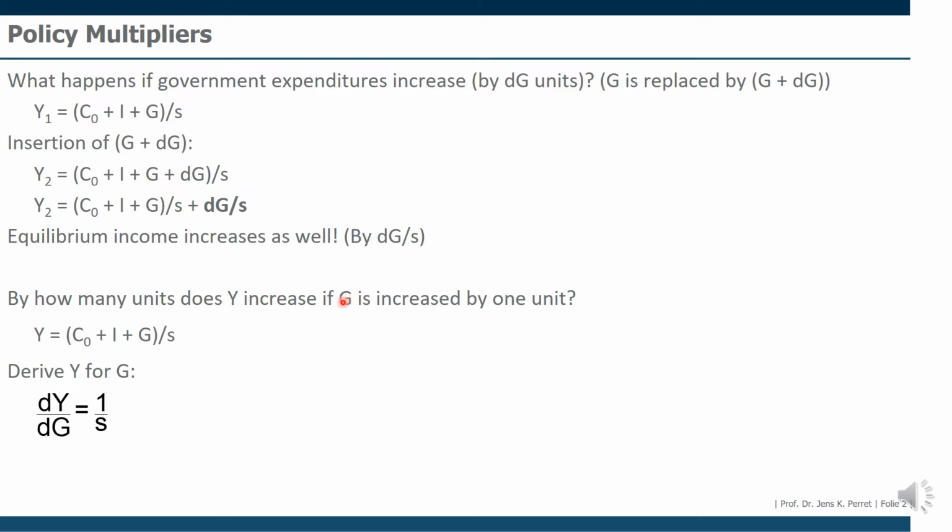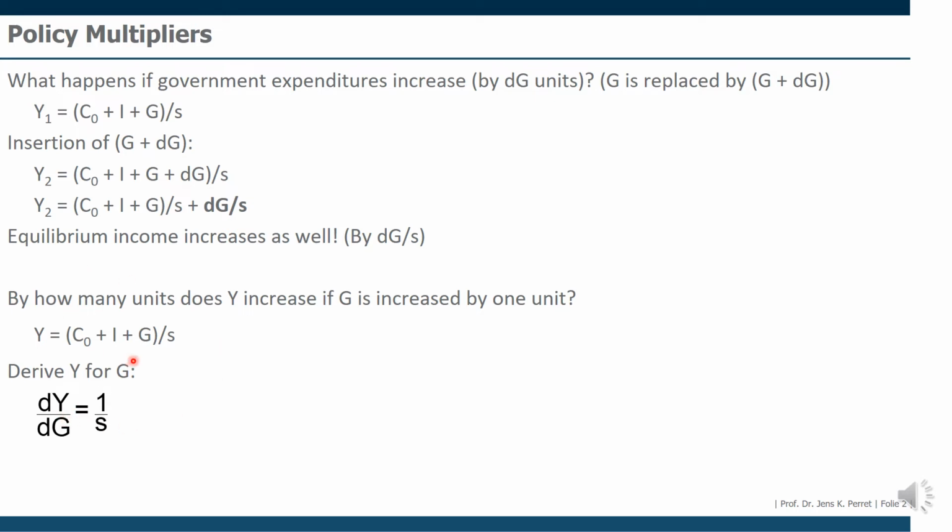So if government expenditure is increased by 1 unit, let's say by €1, then GDP is increased by 1 divided by S euros. If we have a savings rate of, let's say, 20%, so S is 0.2, then this factor is 1 divided by 0.2, so this factor is 5. So for each unit the government spends, GDP will increase by 5 units. €1 spent, GDP increases by 5 euros in total.